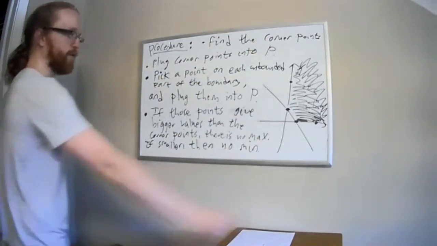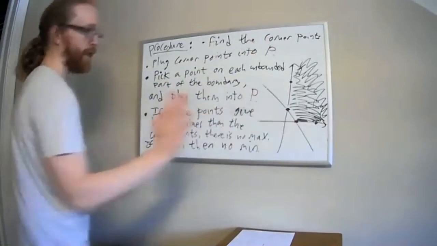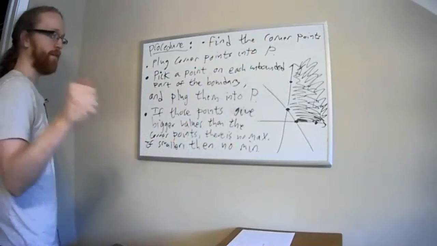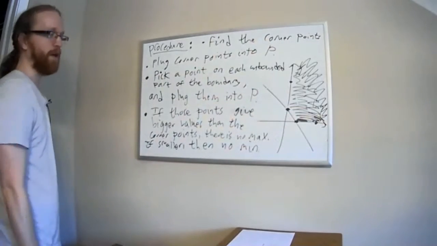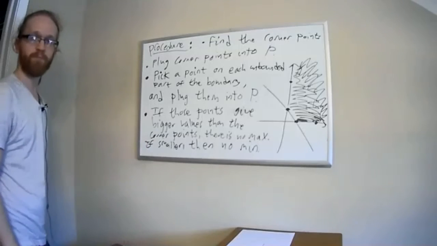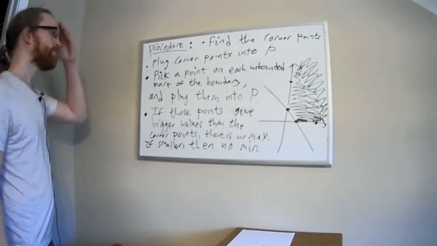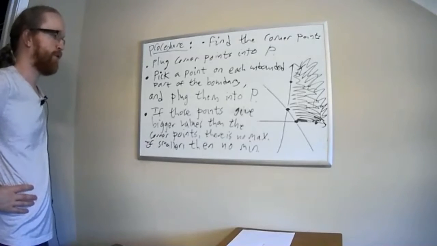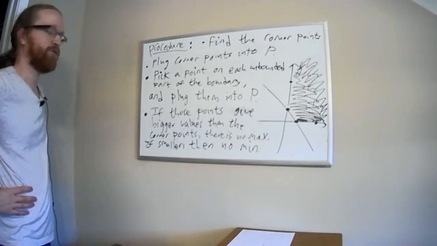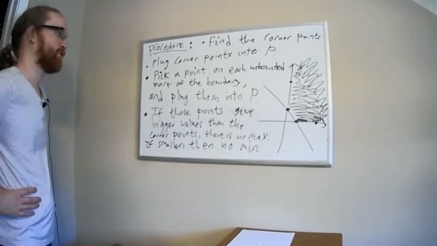So if I plug in one of these points and I get something smaller than what I got at all the corner points, then that means that as I go along this way, the function is getting smaller and smaller without stopping. And so there's no minimum either. Okay. So that is how we're going to treat unbounded feasible sets with our objective functions.